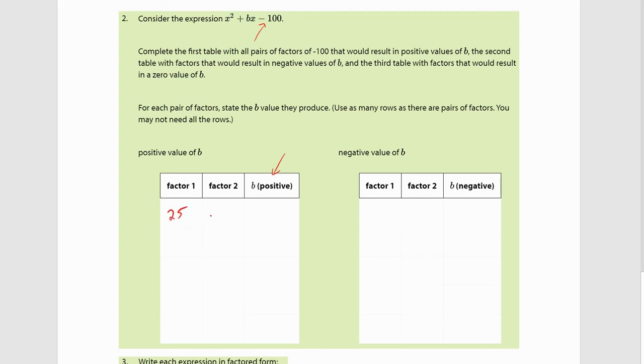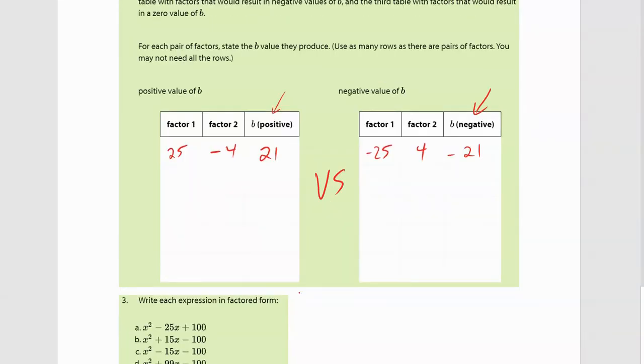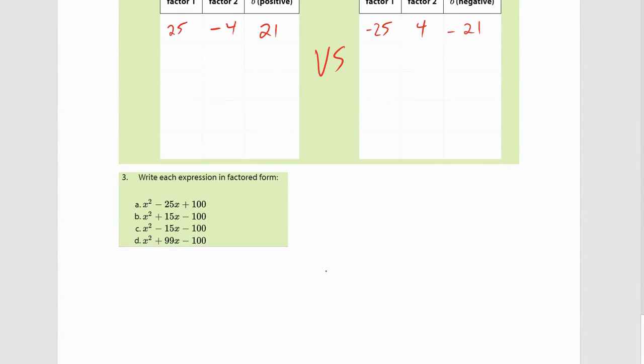So I know b has to be positive for this table. So positive 25 times a negative 4 multiplies to get you the negative 100. But if you were to add them, it gives you a positive 21, right? If your b value was going to be negative, you would definitely do something like this: negative 25 times 4, that gives you the negative 100. But if you were to add them, it gives you negative 21. So I'll tell you what, go ahead and finish the rest of the table and kind of compare what you notice. Okay, all the factors of 100, but your b has to either be positive or negative for those tables.